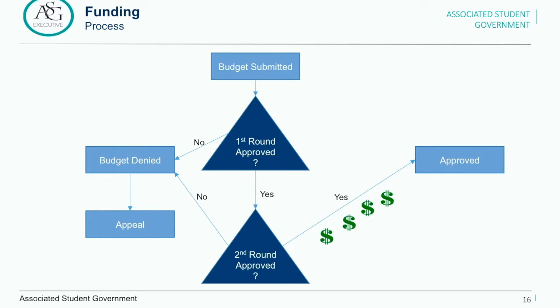And so second round, they either have the option to approve or deny. If it's denied, then you have the opportunity to appeal that budget and come to the board and explain your viewpoint and why you think it should be funded. And then, of course, if it is approved, then you get your money and you get to have your event and or conference.